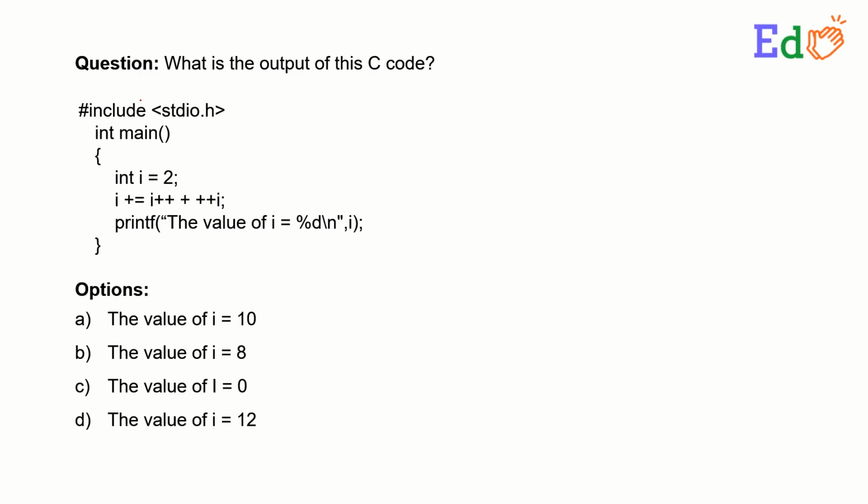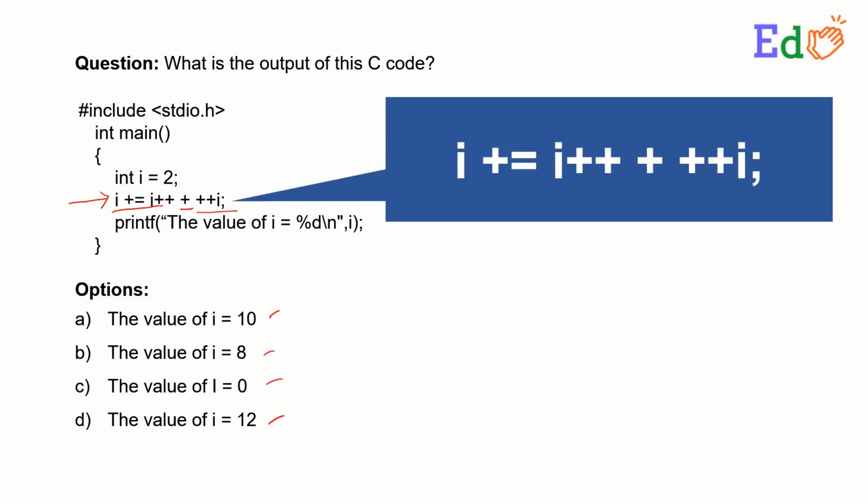The question is to find out the output of this code. The main trick of this code is in this line, i += i++ + ++i. So there are some pre-increment and post-increment. We have four options: 10, 8, 0 and 12. Okay, let's find out what the actual answer is.